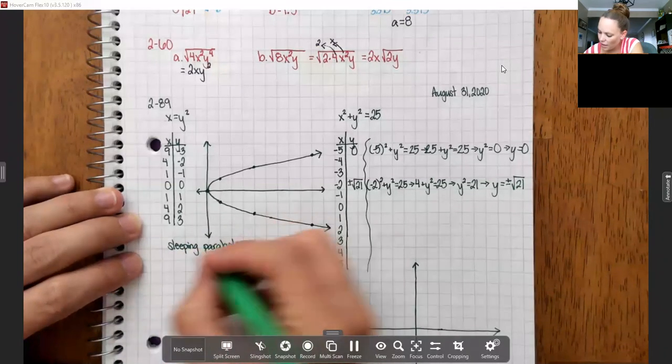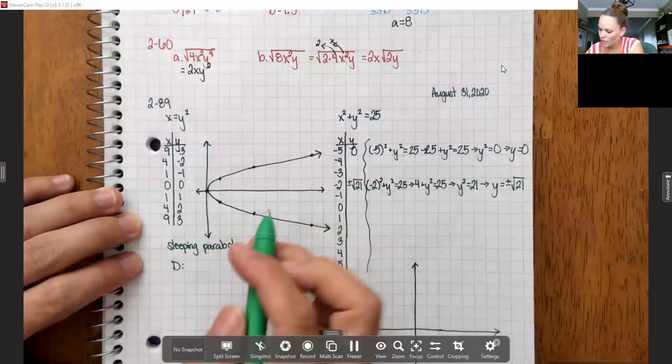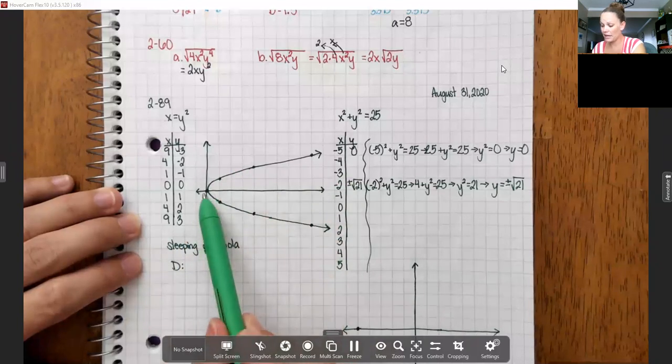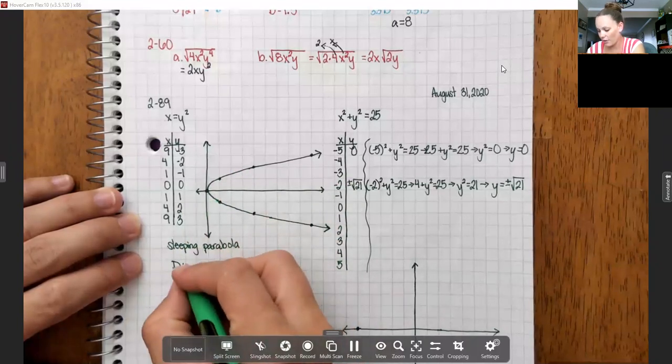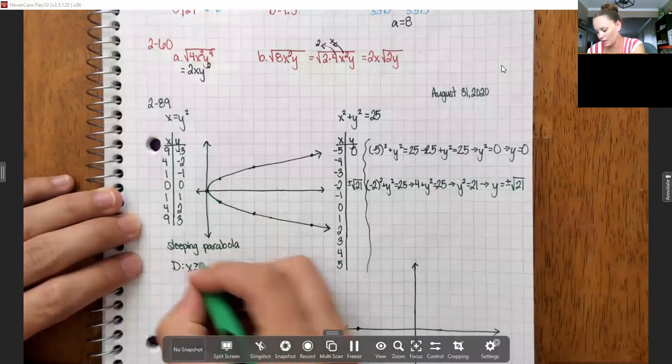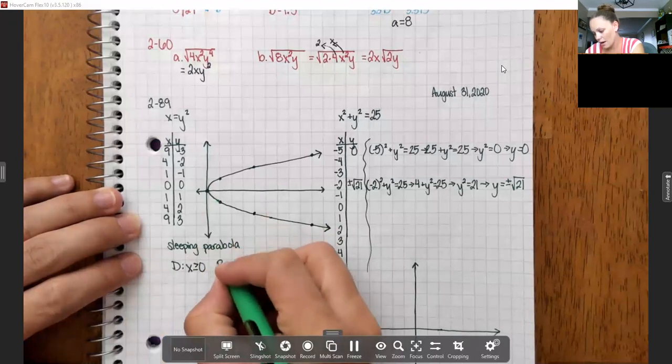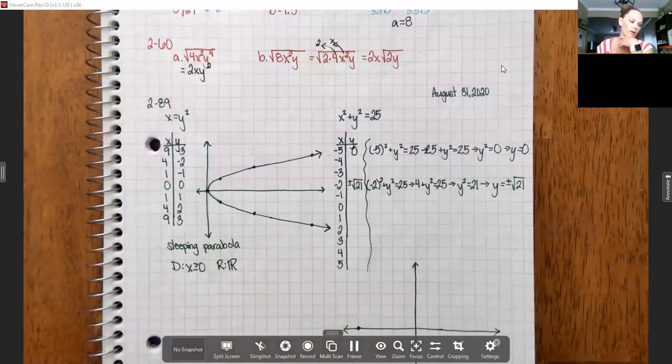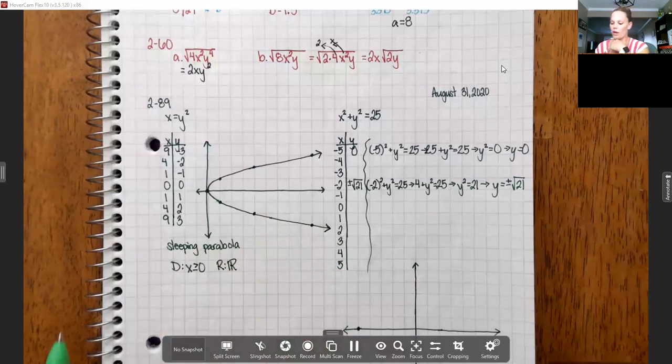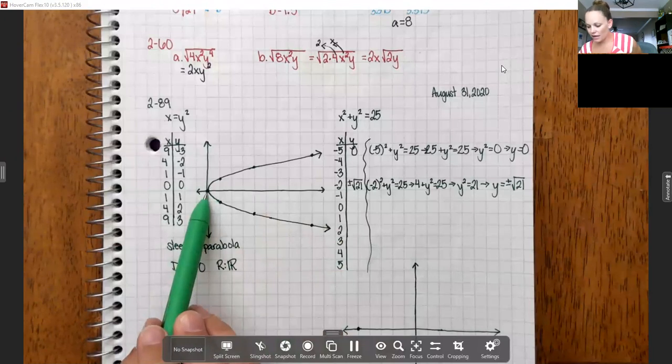So the domain here, again, domain is x. We see x can't be any negatives, so x is greater than or equal to 0. And our range is going to be all real numbers. And then we can see that here's the vertex, which happens to also be the x and y intercepts.